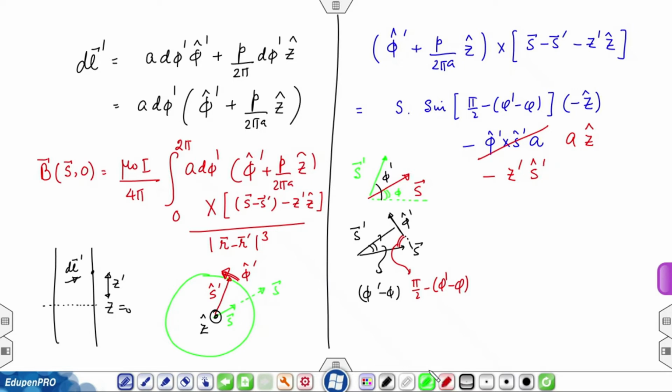Then I have the next term, which is p s over 2 pi a z cross s, and z cross s is going to be in the phi direction. Not phi prime, but phi direction. Minus p a over 2 pi a z cross s prime, which is going to be in the phi prime direction, and z cross z is 0. So, these are the terms that I have.